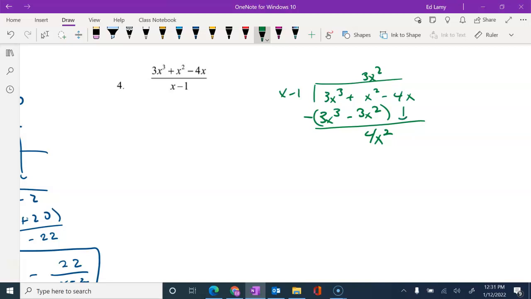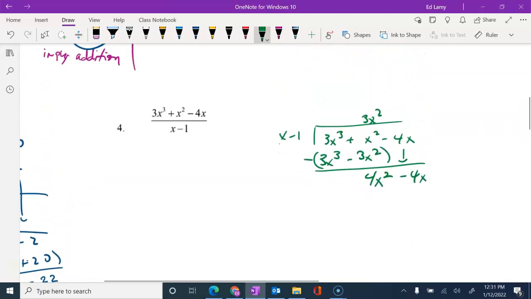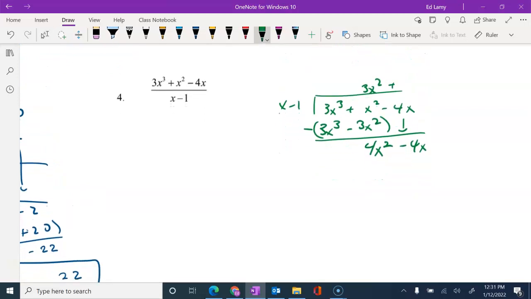Bring down the negative 4x. How many times does x go into 4x squared? Be a positive 4x. 4x times x is 4x squared. 4x times negative 1 is negative 4x. We subtract, we see our remainder is 0.